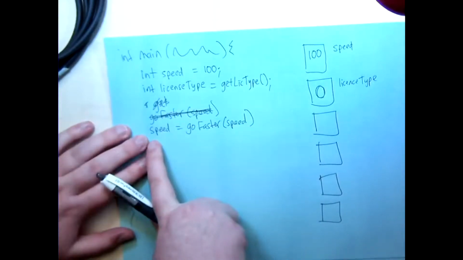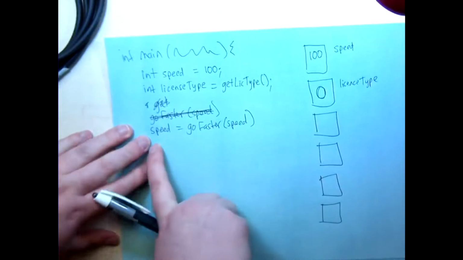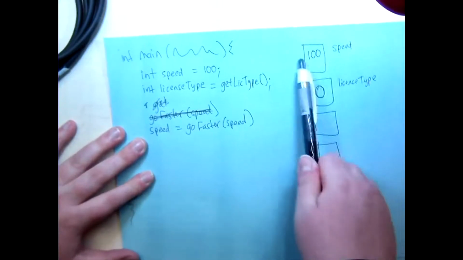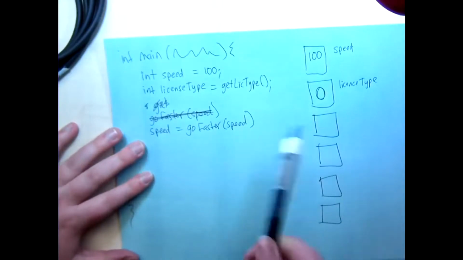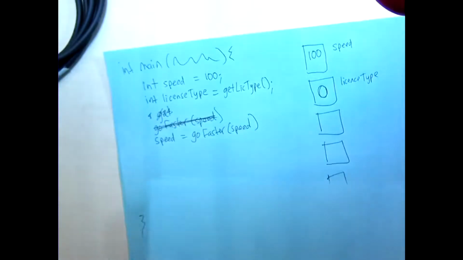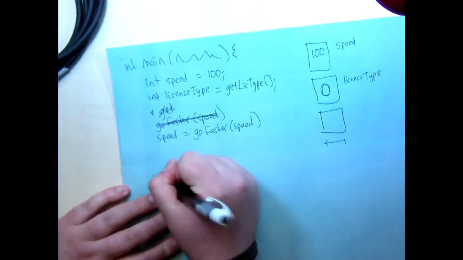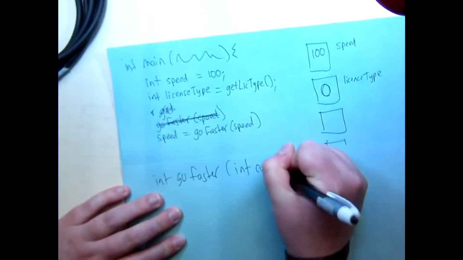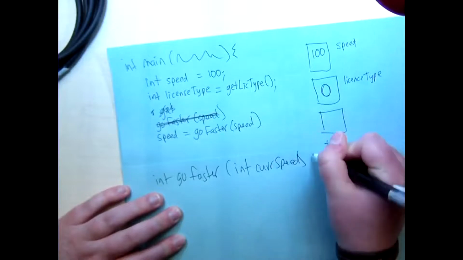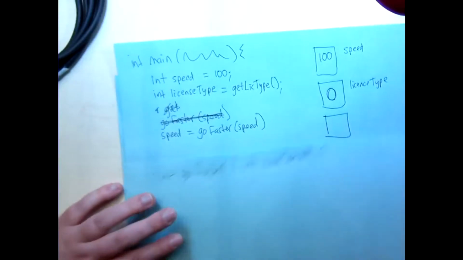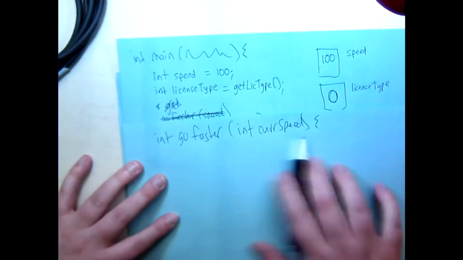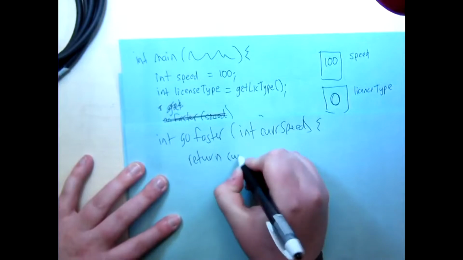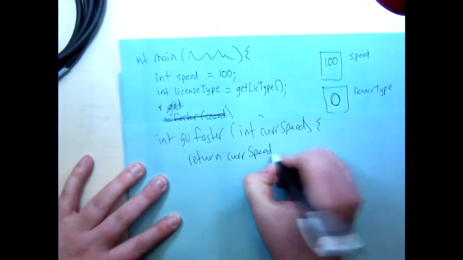And so what's going to happen here? It's going to go, I've already got a box for the variable speed. So I'm going to go back up to this one here. And I'm going to change the value to whatever this function gives me. And so then if we go to the go faster function, I might rewrite these on the computer later on so you can see them more neatly. But my go faster function will take in the current speed, and let's say return the current speed plus 20.